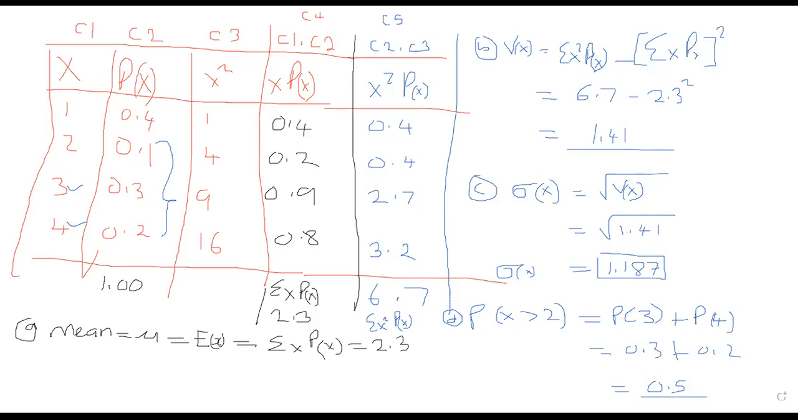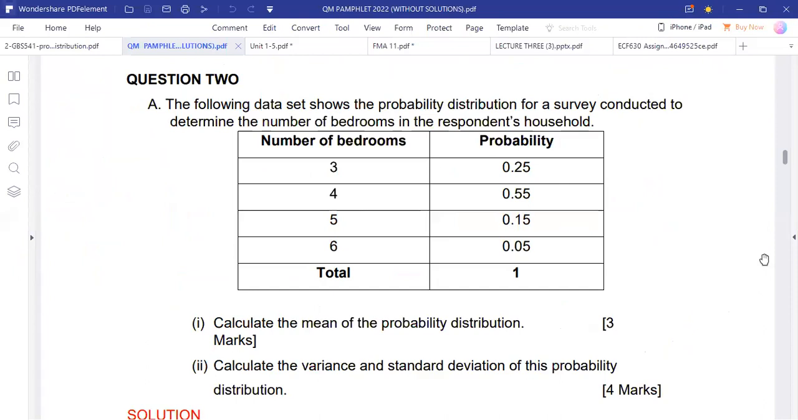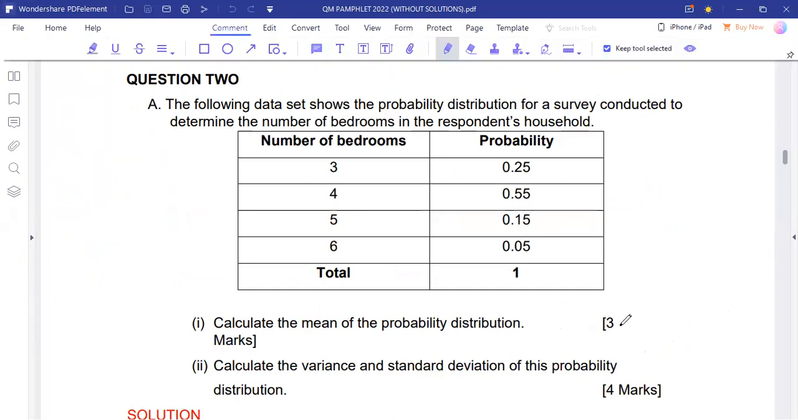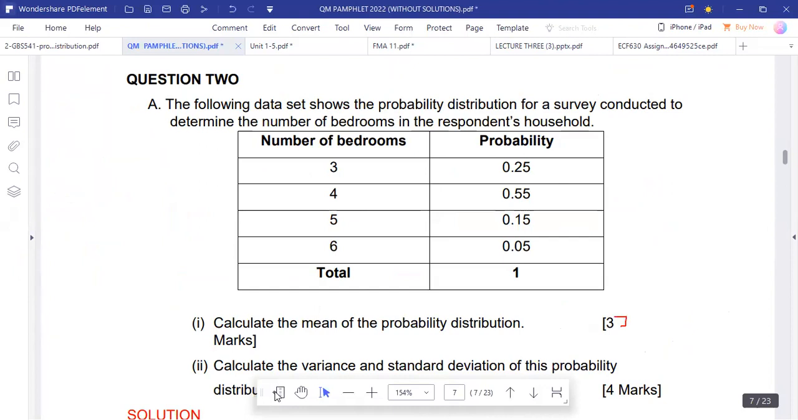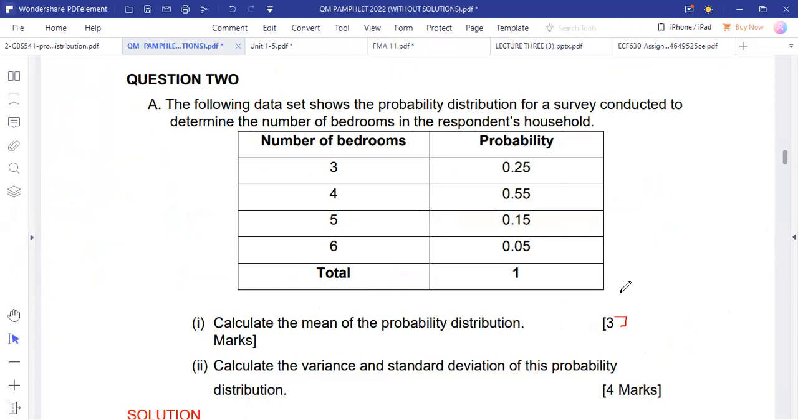All right, so I'll ask you to try this question here. I'll give you only 5 minutes. Try this question. It was carrying about how many marks? It's carrying 3 plus 4, which is 7 marks. So quickly try, and we will discuss it.